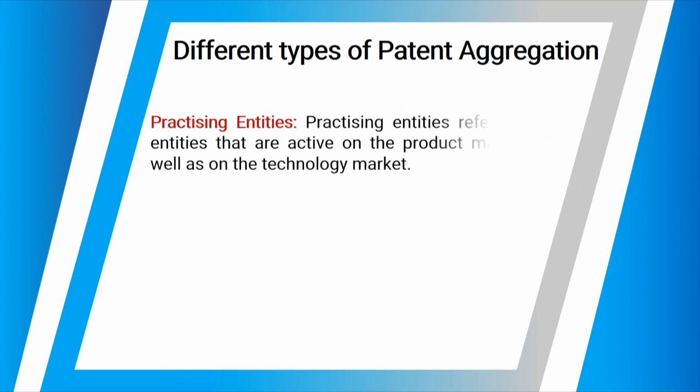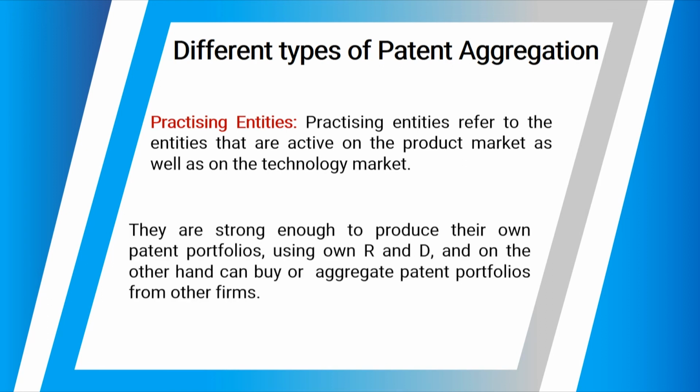The next type we have is practicing entities. Practicing entities refer to the entities that are active on the product market as well as on the technology market. They are strong enough to produce their own patent portfolios using own R&D, and on the other hand can buy or aggregate patent portfolios from other firms.